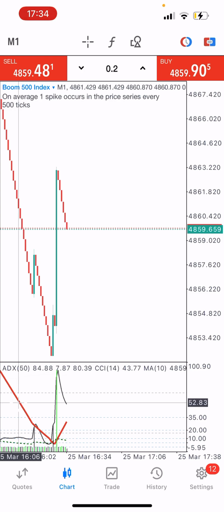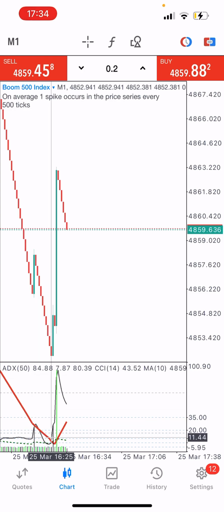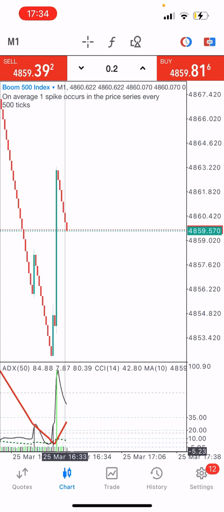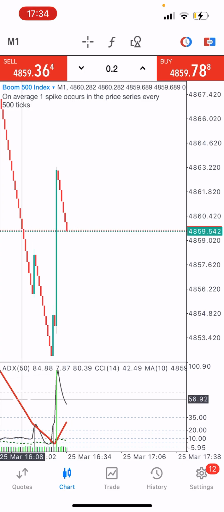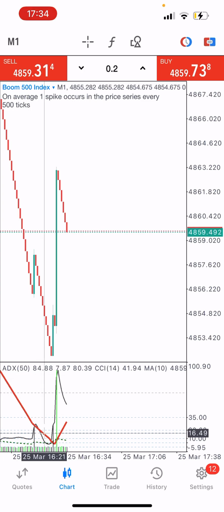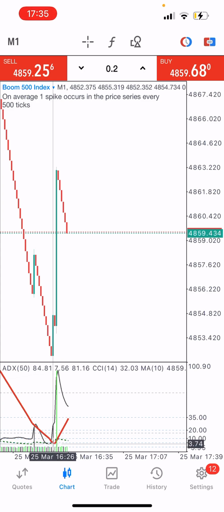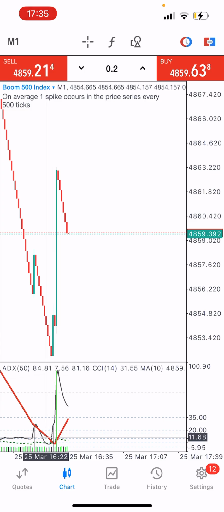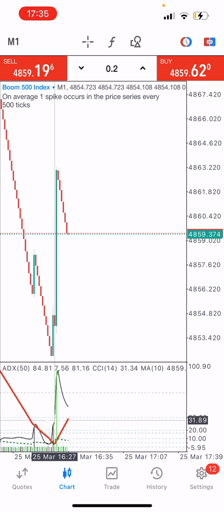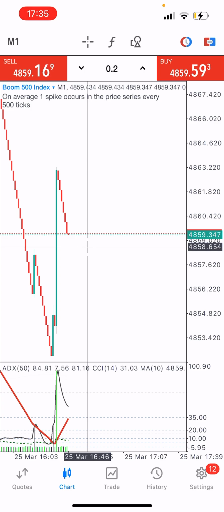You want to wait for this red line to push down. You can see after a spike it goes up, the red line pushes up. So you want to wait for the red line to come down just like this. You want it to come below this 10. Once it comes below this 10 and crosses below this black line, you will take your buy just like this. Boom, you take a buy.